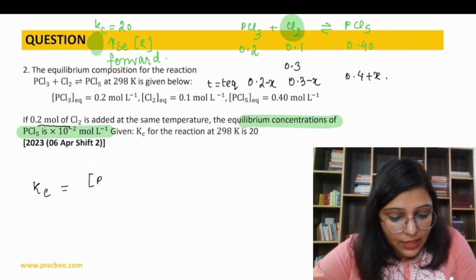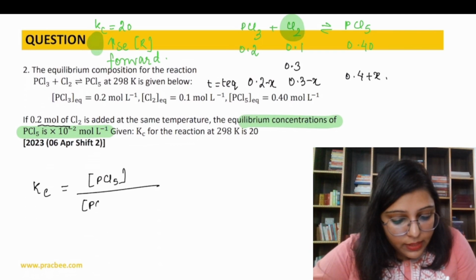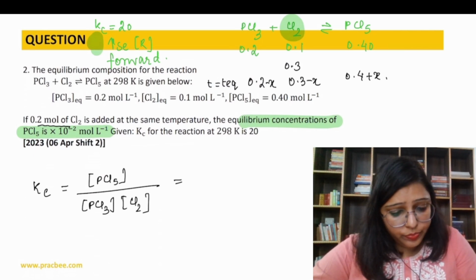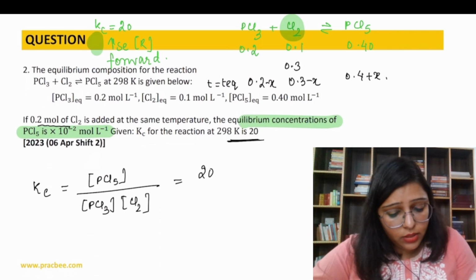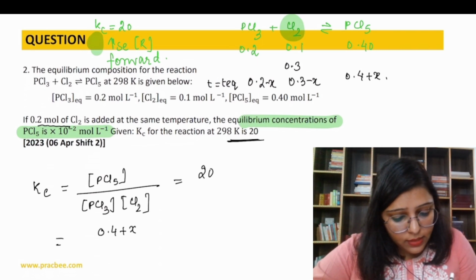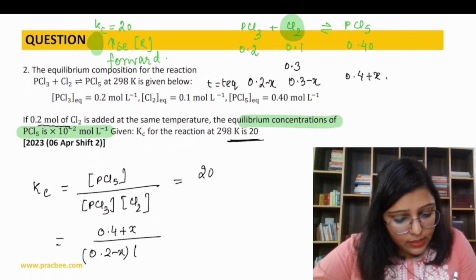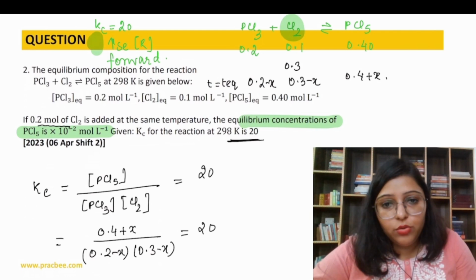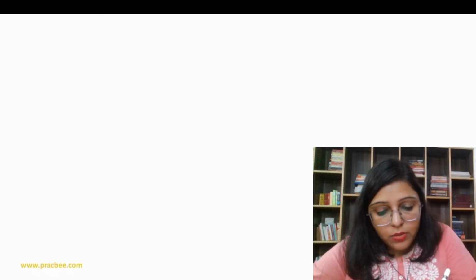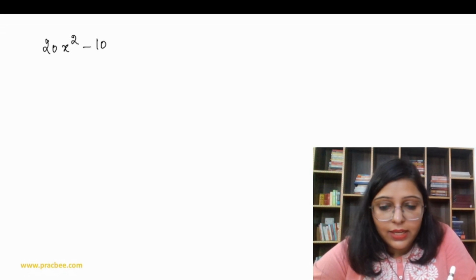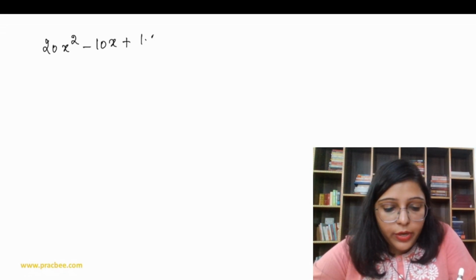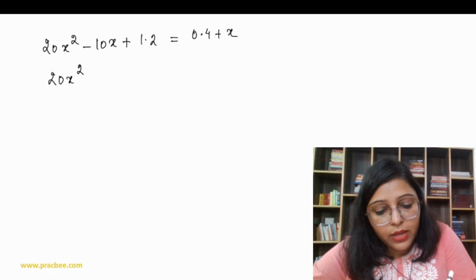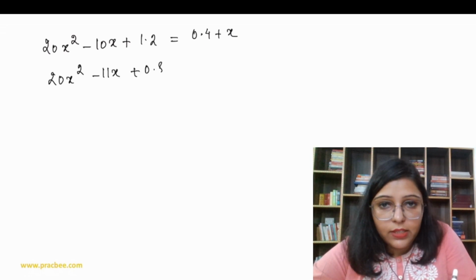Kc is equal to PCl5 concentration divided by PCl3 concentration times Cl2 concentration, and it is equal to 20 because Kc is 20. So PCl5 is 0.4 plus x, this is 0.2 minus x, and this is 0.3 minus x, and that is equal to 20. Now you have to simplify it. Once you simplify, you get 20x square minus 10x plus 1.2 is equal to 0.4 plus x. On further solving, you get 20x square minus 11x plus 0.8 is equal to 0.